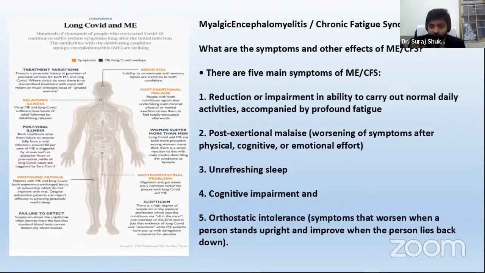The next symptom we found in chronic fatigue syndrome patients was unrefreshing sleep. Even after sleeping for 5-7 hours, they were not able to feel refreshed, or the sleep was incomplete. Then cognitive impairment, as I mentioned with the brain fog, and also orthostatic intolerance, which means that whenever the patient stands upright or does any movement in the standing position, the symptoms start worsening. They start finding themselves fatigued, and whenever they lie down, the symptoms improve. I mean, they get better. So this was related to their orthostatic position, and that's why it is termed orthostatic intolerance.